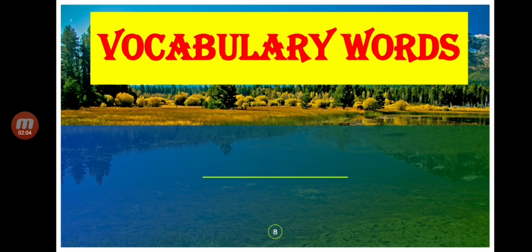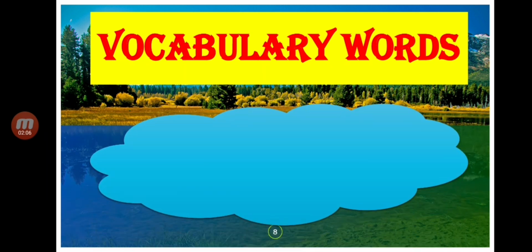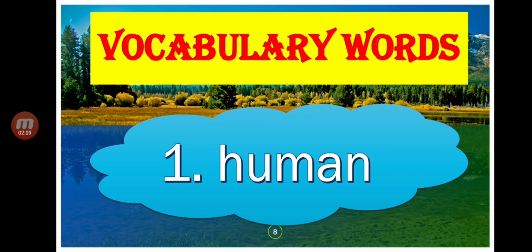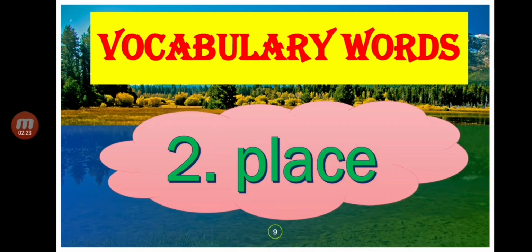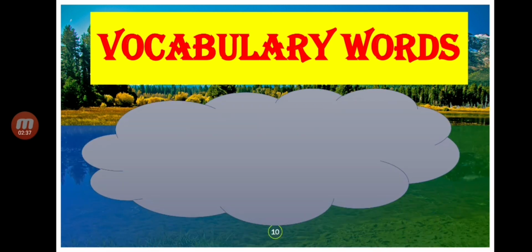Let's read first our vocabulary words. First, let us read human. Again, human. Let us spell the word human. H-U-M-A-N. Human. Very good. Second, place. Place. Let us spell the word place. P-L-A-C-E. Place. Very good.